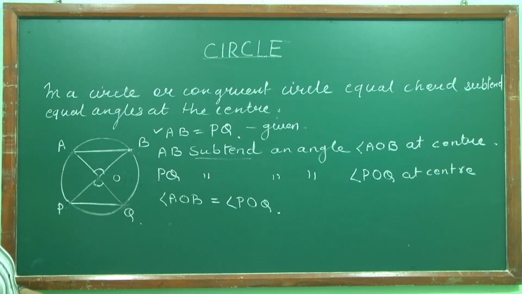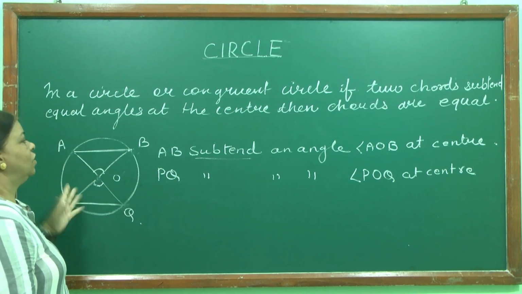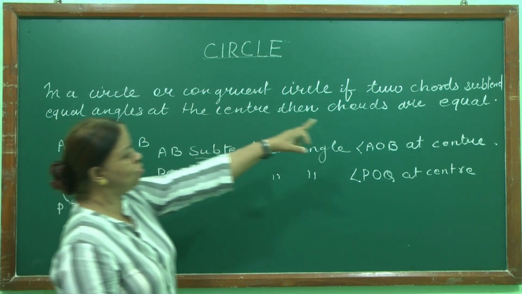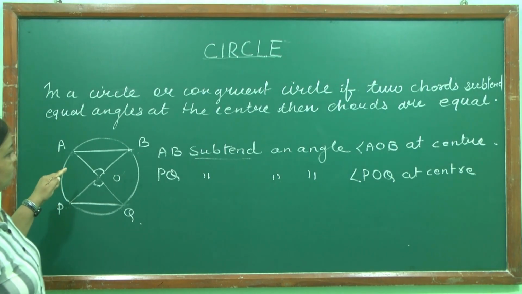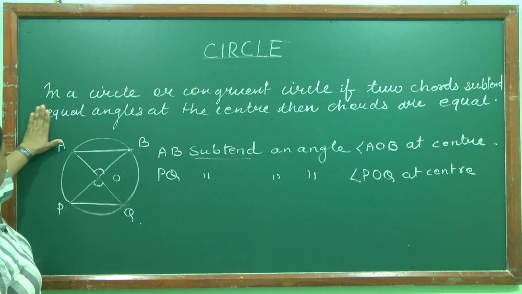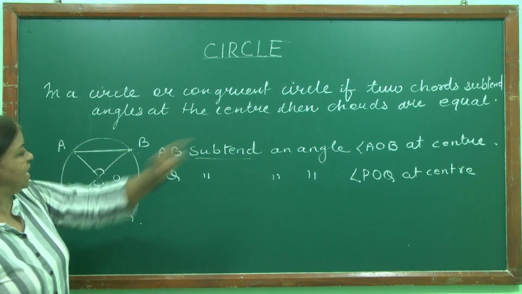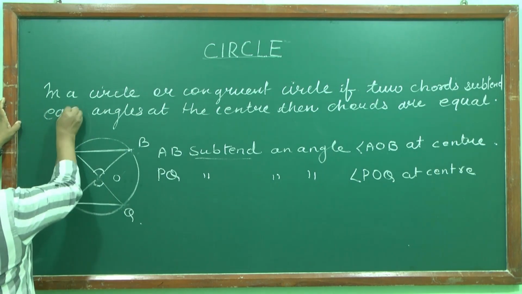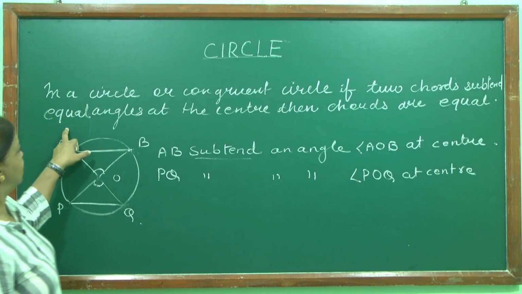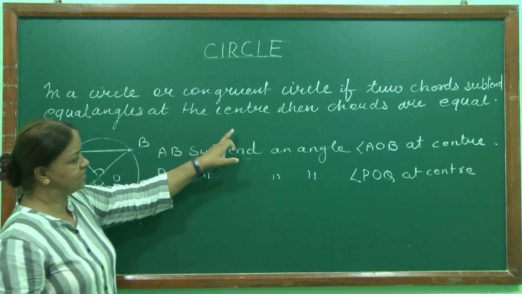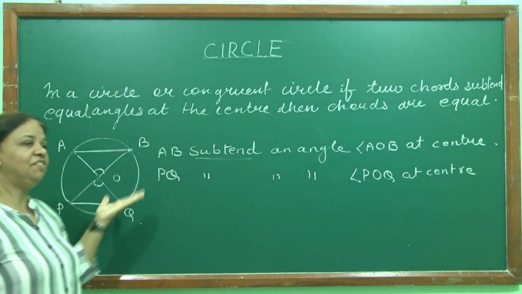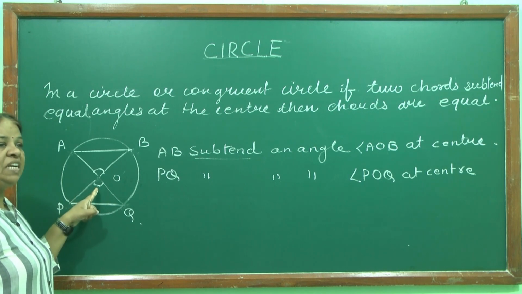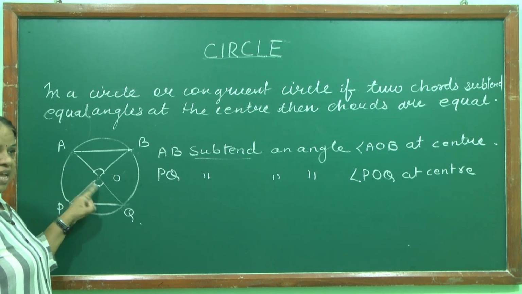Now the second statement is, if two congruent circles are there, if two chords subtend equal angles at the center, then the chords are equal. Earlier we saw that two chords are equal and therefore angles are equal. Now what is said? Two angles are equal and therefore the chords are equal.